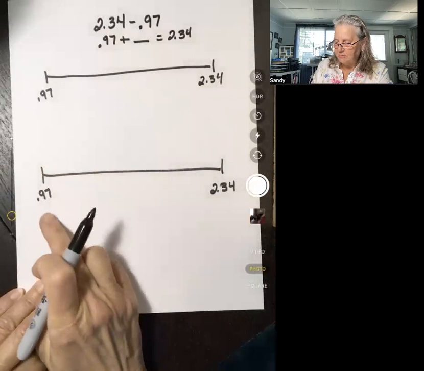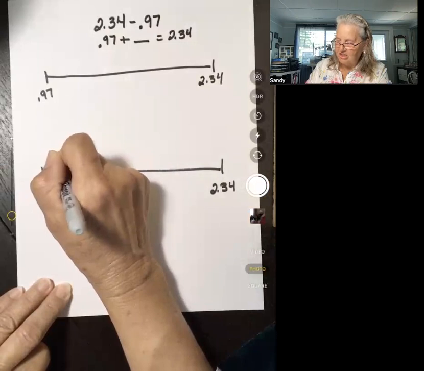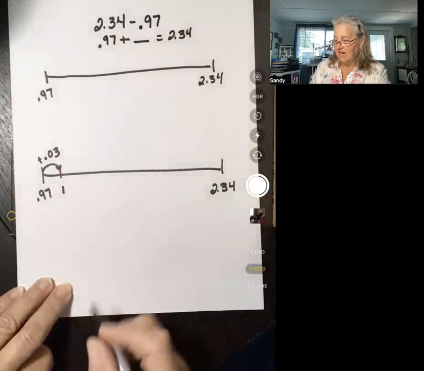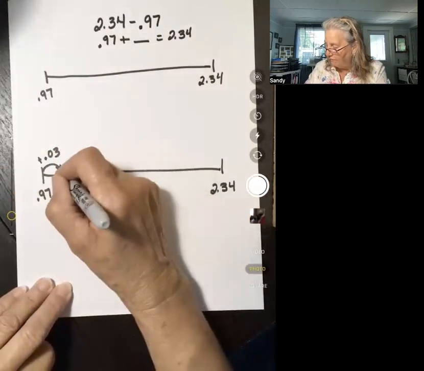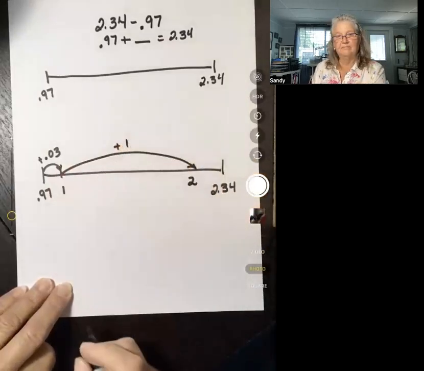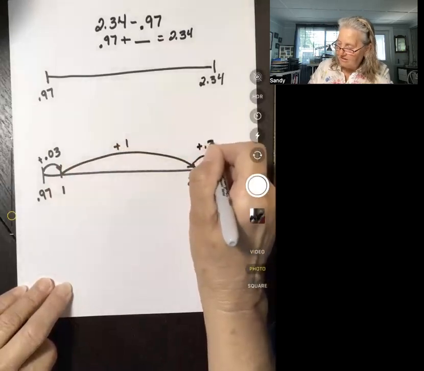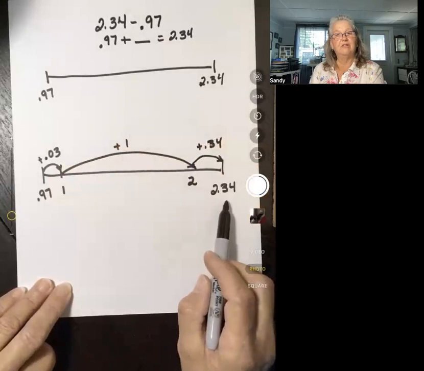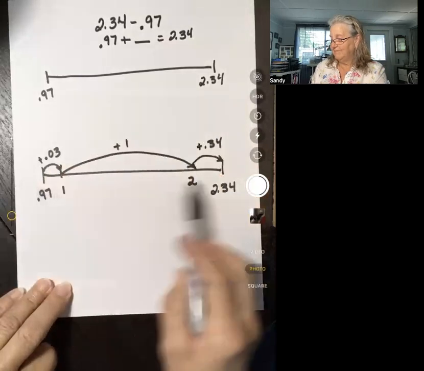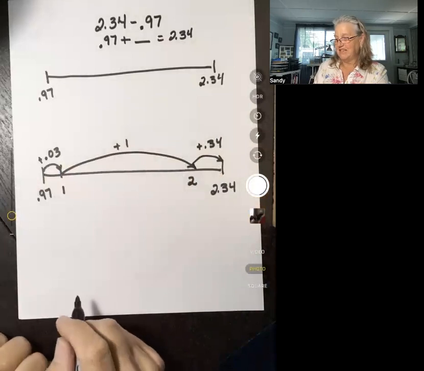Think about a key benchmark number close to this, which is 1. So what was my jump? My jump was 3 hundredths, got me to 1. I can do a jump now of 1 to get me to 2. And then I can just do a jump of 34 hundredths to get me up to 2 34 hundredths. You see, every single time it's 1 37 hundredths, well, it better be the answer, right? If I've done it correctly.